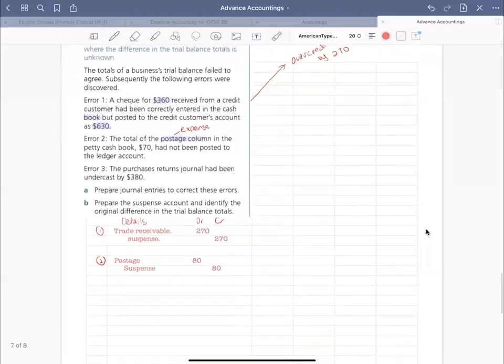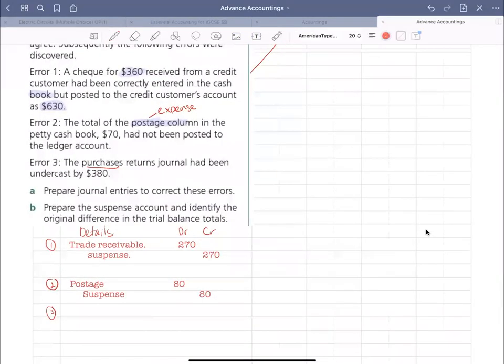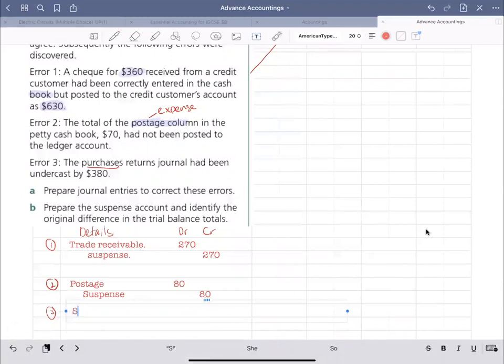$80. And the last one will be purchases return journal had been undercast. So purchases return is opposite of purchase. Purchases is debit, purchases return is credit. So we undercasted it by 380. So we're supposed to cast it into the purchases return account on the credit side. So the debit side will be suspense. Suspense, we're going to put at 380. And on the credit side, we will put purchases return, also 380. And that's it.